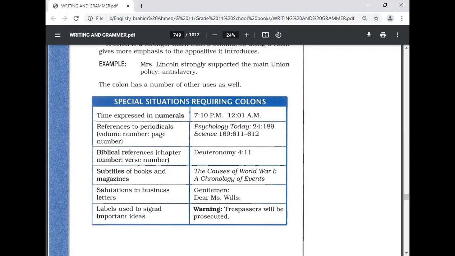Subtitles of books and magazines: The Causes of World War I: A Chronology of Events. Salutations in business letters: Gentlemen, Dear Ms. Wells. Usually we use a comma, but in business letters we use a colon. Labels used to signal important ideas: Warning: trespassers will be prosecuted.